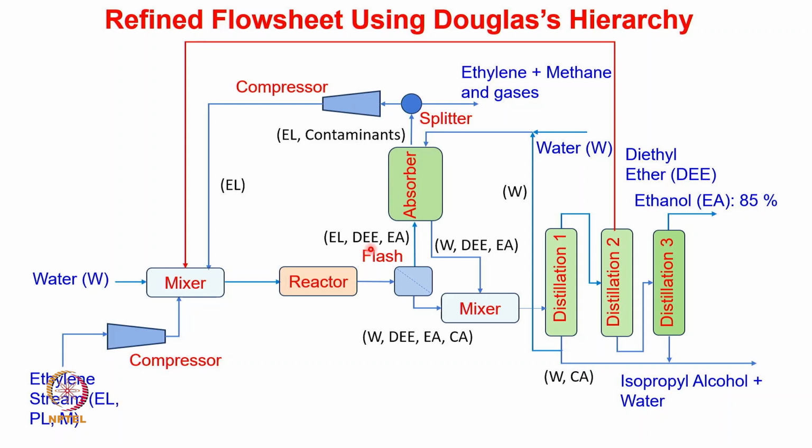In the absorber, diethyl ether and ethyl alcohol will be scrubbed by using the water, which will be again mixed here, and the gas coming out from the absorber will be comprised of ethylene, propylene and methane. So this ethylene, propylene and methane then will be recycled back to the reactor.